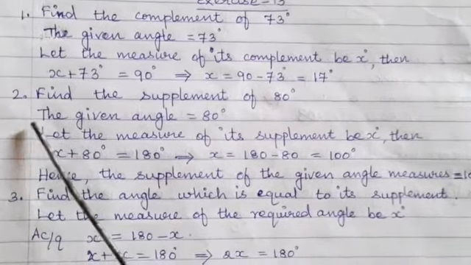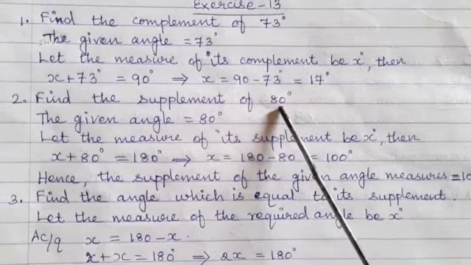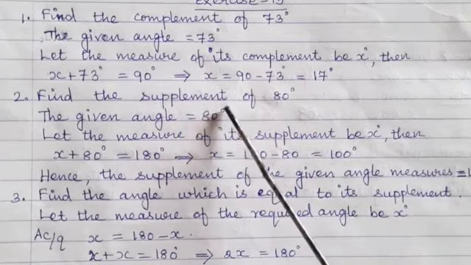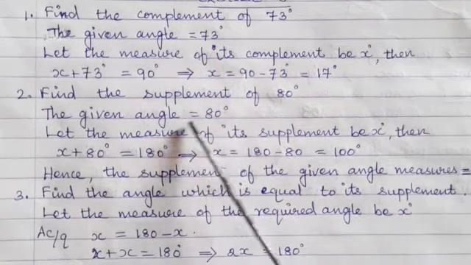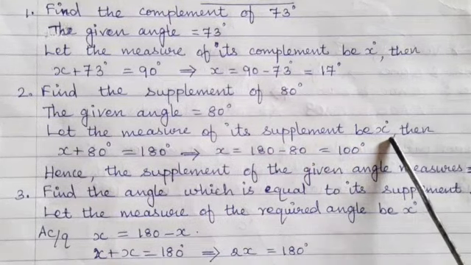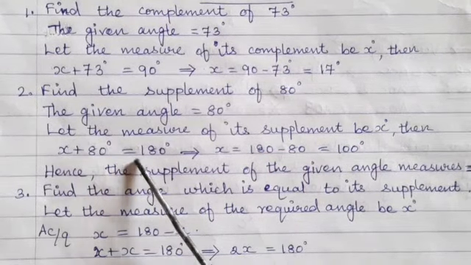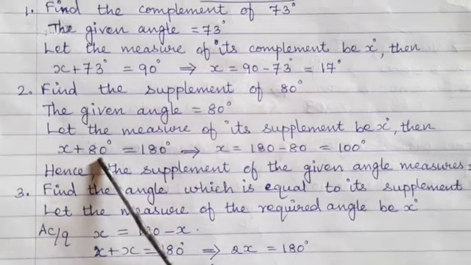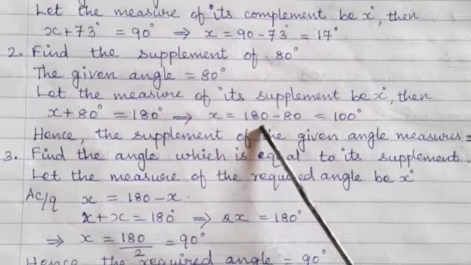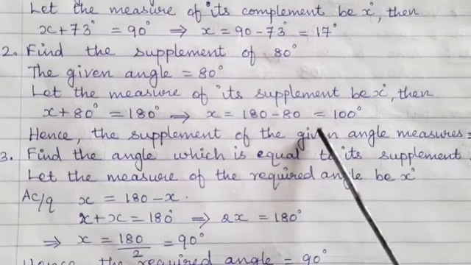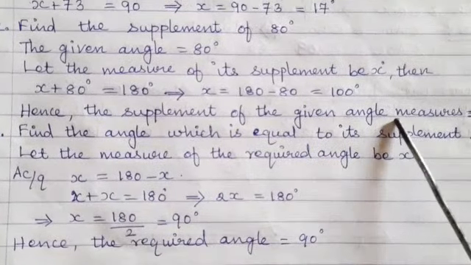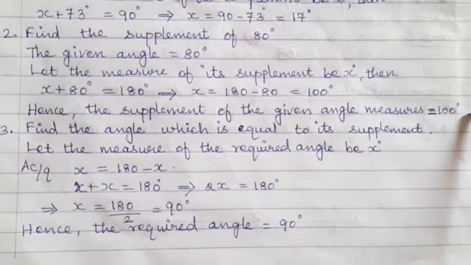Question number 2. Find the supplement of 80 degrees. Supplement means the sum of two angles is equal to 180 degrees. Here the given angle is 80 degrees. Let the measure of its supplement be x degrees. So x plus 80 degrees equals 180 degrees. Solving the equation, x is equal to 180 minus 80, which is equal to 100 degrees. Hence, the supplement of the given angle measures 100 degrees.